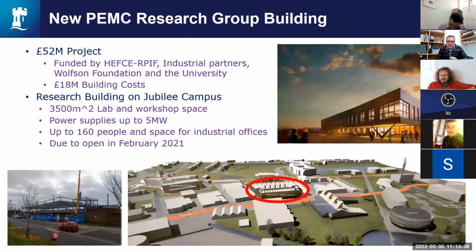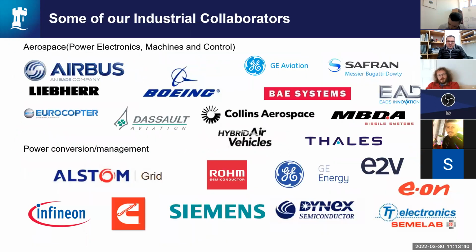In terms of who we work with, a lot of different companies. So this is just some of the companies we work with. The top half there are particularly aerospace companies. So you'll notice companies like Airbus and Boeing that make aeroplanes, but we also work with the companies that supply them. So the companies that supply parts of aircraft.